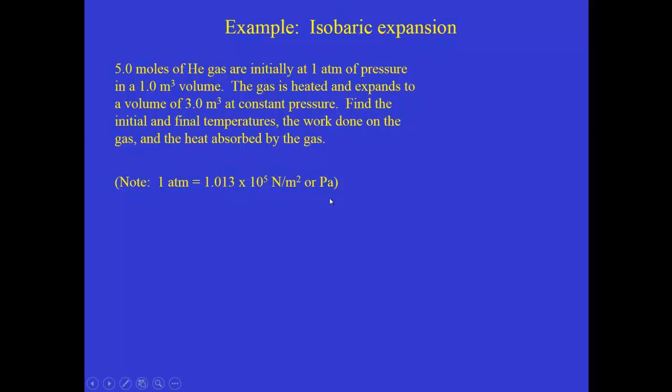So we'll start as usual by plotting this on a PV diagram. We'll be able to calculate the initial and final temperatures using the ideal gas law. Then, from looking at the PV diagram, we can get the work, and then finally we can calculate the heat absorbed using the first law of thermodynamics. So that's the kind of problem that you'll have practice solving in the homework set that's coming up. So I will see you in class.